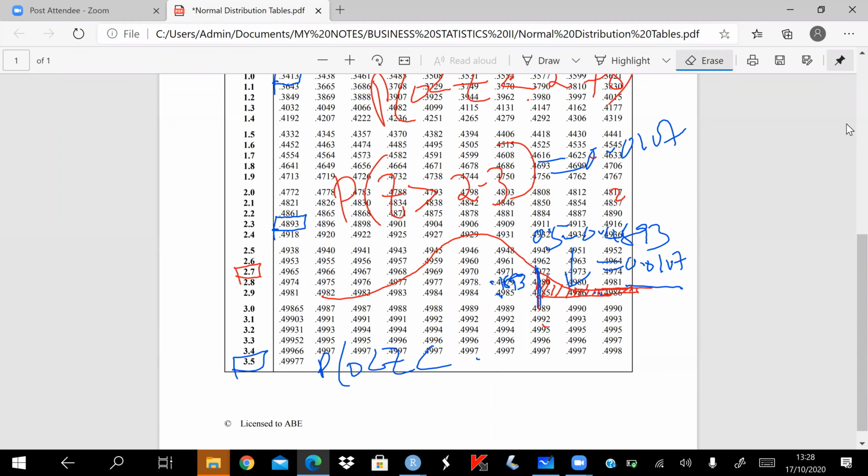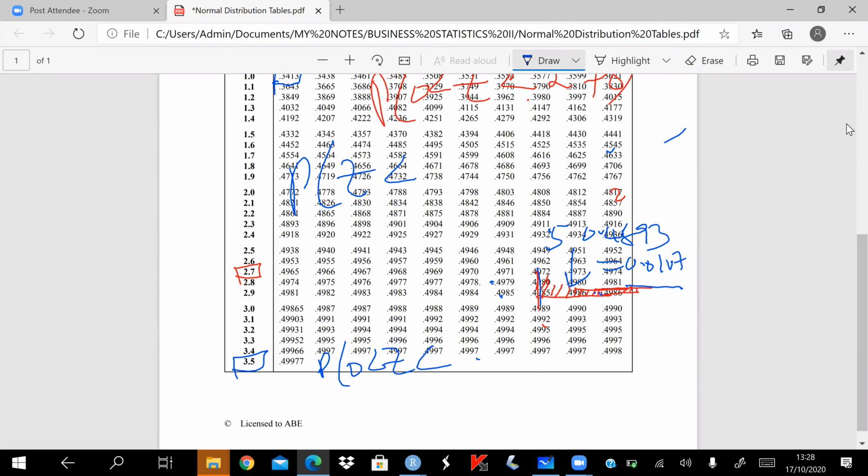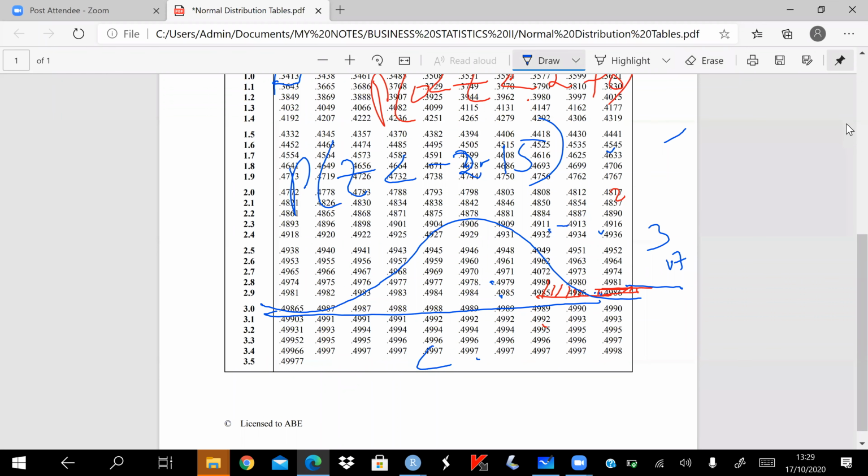And you'll do the same if you are working on the negative side. For instance, you might get a question like this. Find the probability that z is less than minus 2.15. So it's always advisable you sketch. So if you sketch, this is what we are looking for. So this is 0. This is minus 2.15. So you're looking for the area below.